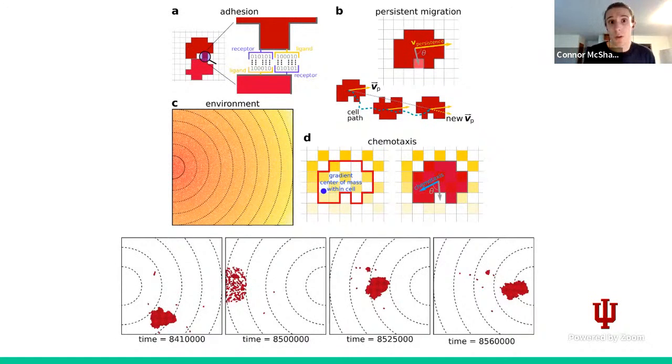And there's also a similar bit length for the environment, which I thought was a weird choice, but we can talk about that, I suppose. There's also persistent migration, where the cells would continue along the path that they were following before, as opposed to just chemotaxing straight.